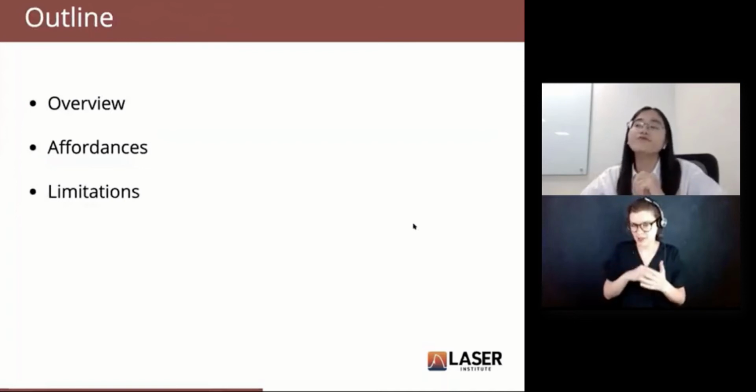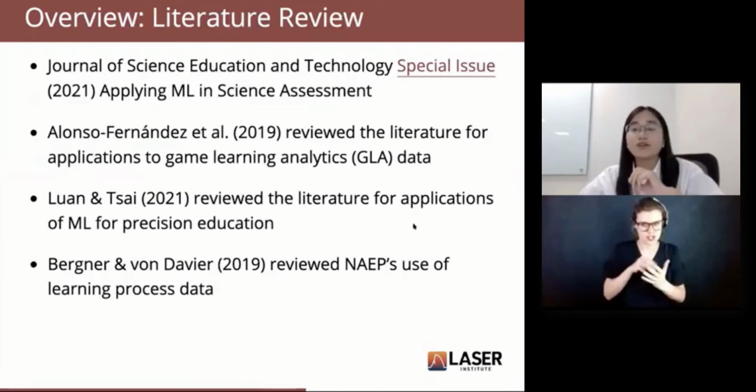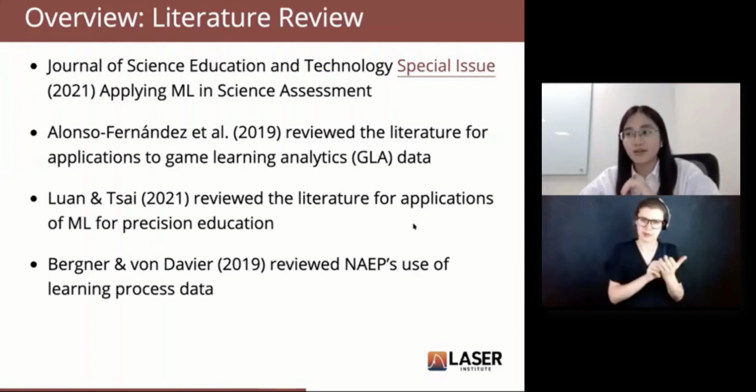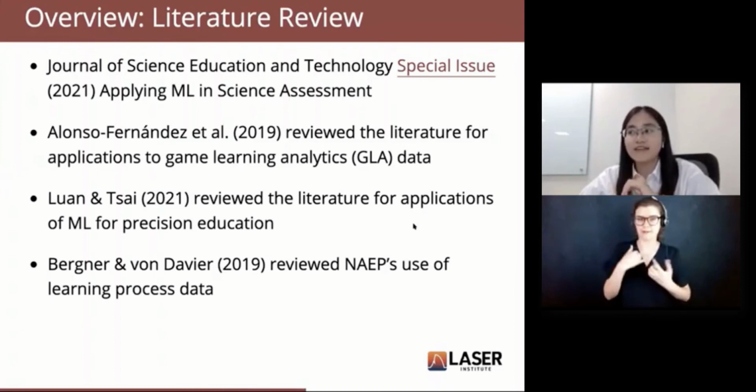And next, I will briefly introduce a landscape of studies that use machine learning in STEM ed, and then conclude with affordances and limitations of machine learning. As I just mentioned, there are many trending topics in this area, and machine learning has been applied in learning contexts for all grade levels. A large portion of the literature focused on science and math education. One example is this year's special issue in the Journal of Science Education and Technology. This issue focused on applying machine learning in science assessment.